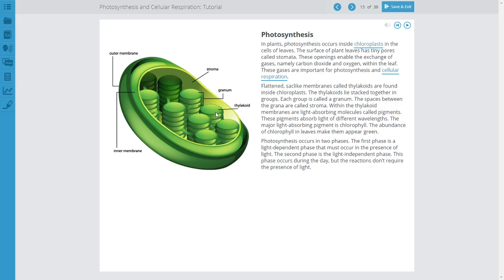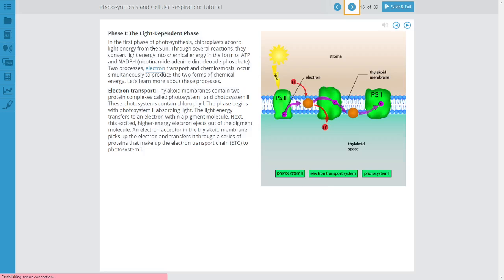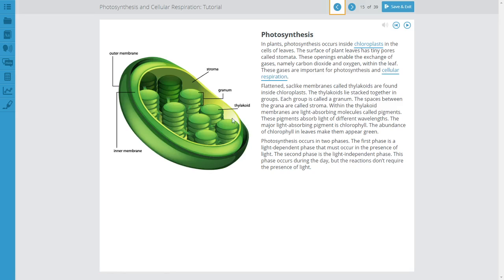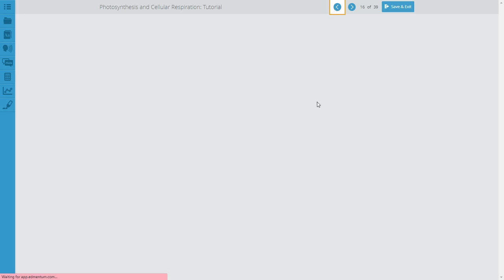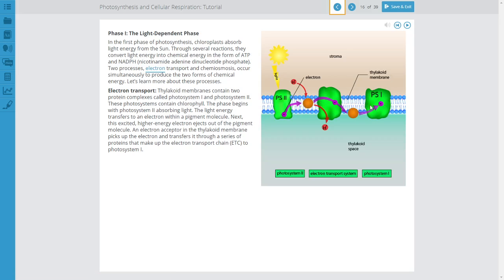It's light sensitive. It requires light to make it happen, and so therefore we call it the light dependent reactions. That's what phase 1 is, the light dependent reaction. Now here we are, we're looking at the thylakoid membrane. Now remember, the thylakoid is that little guy right there. It's inside of the chloroplast, which is inside of the cell. So when you see this membrane, we're not looking at a cell membrane, we're looking at the thylakoid membrane.